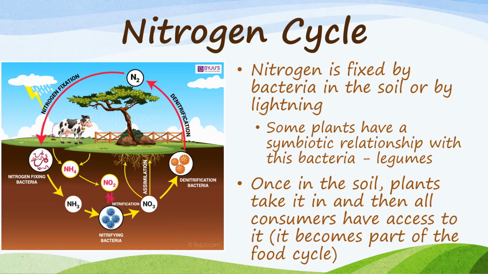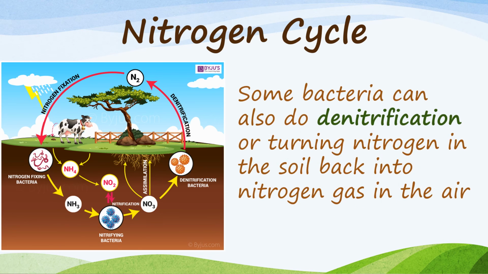Now, there is a really cool symbiotic relationship when it comes to the nitrogen cycle. Plants called legumes, those are like your peanuts and your peas, have special parts of their roots that contain this special bacteria, so these plants always have nitrogen to grow. Now, some bacteria can even do something called denitrification. We're turning the nitrogen in the soil back into a gas and putting it back into the atmosphere.